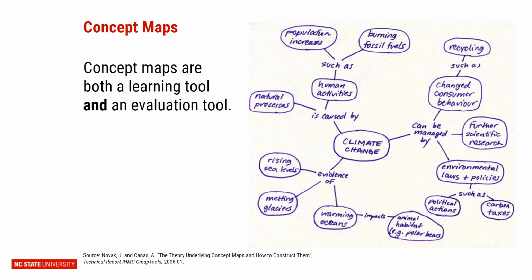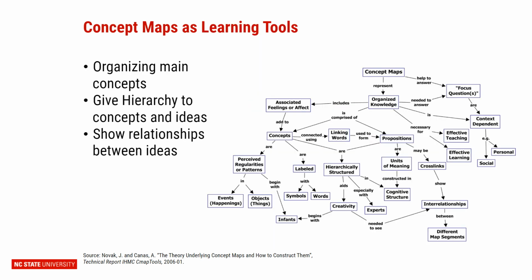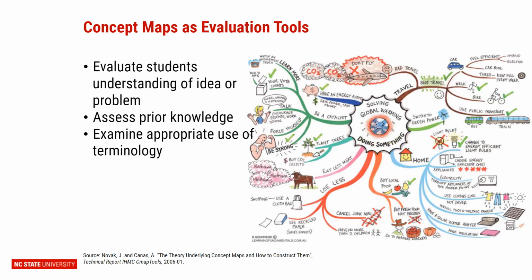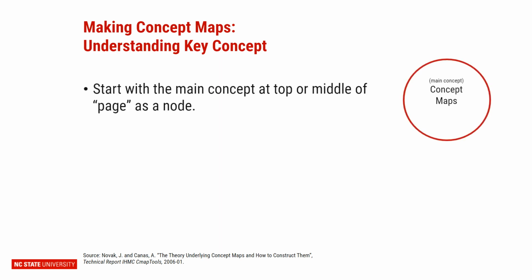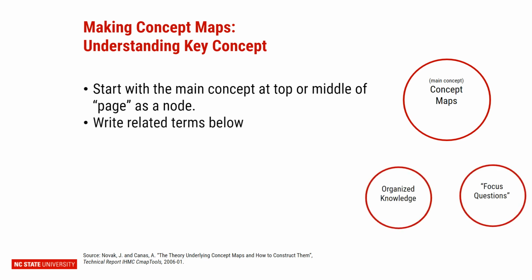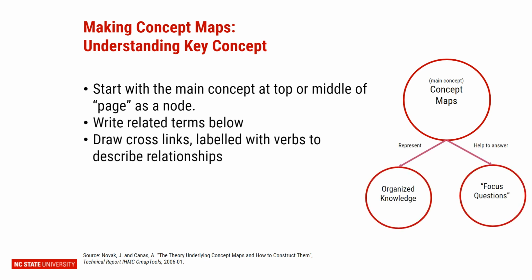Concept maps are both a learning tool and an evaluation tool. As learning tools, concept maps organize main concepts, give hierarchy to these concepts, and show relationships. As evaluation tools, they can evaluate students' understanding of ideas or problems, assess prior knowledge, and examine appropriate uses of terminology. The steps of the process look something like this. Start with the main concept at the top or middle of the page as a node. Write related terms below, draw crosslinks labeled with verbs to describe the relationships.